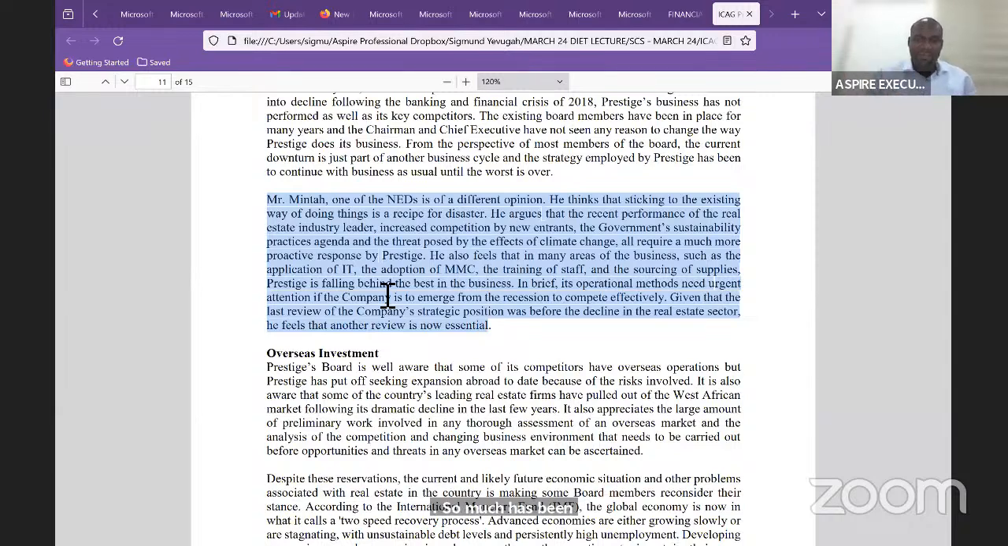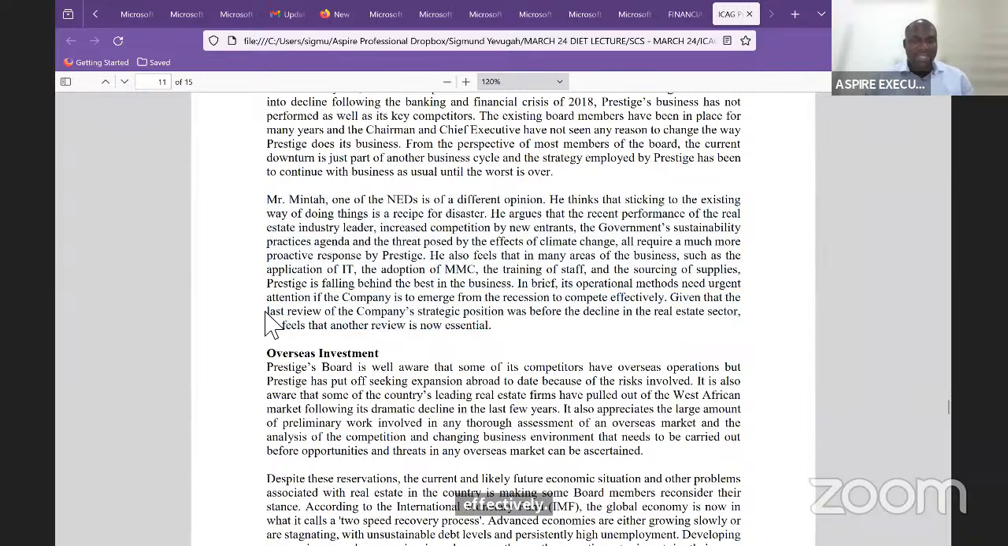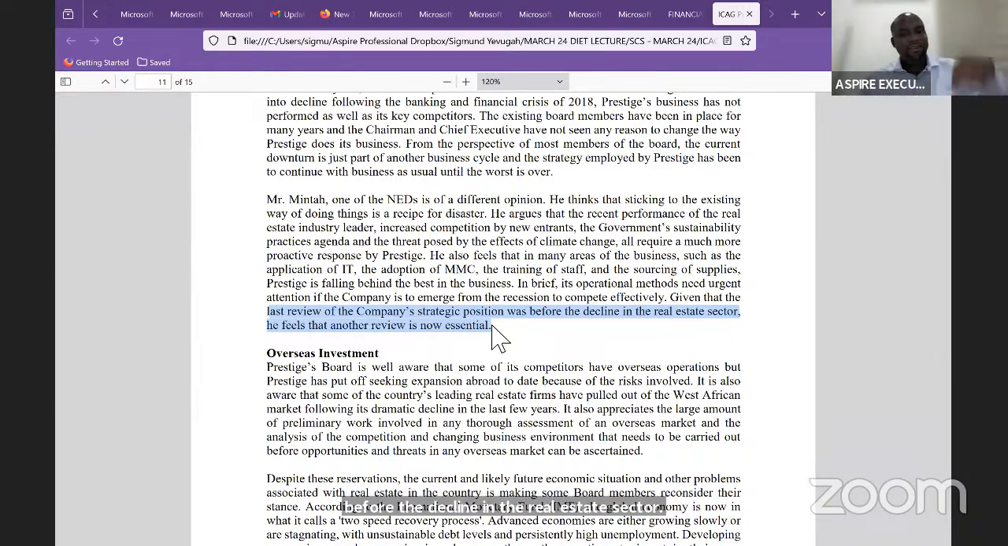Exactly. And he said that in brief, its operational methods need urgent attention if the company is to emerge from recession to compete effectively. Given that the last review, which is very important, the last review of the company's strategic position was before the decline in the real estate sector, he feels that another review is to be done now. And what is the review of the strategic position? The review of the strategic position is the preparation of a SWOT. That is it. You've learned strategic position, is that not it?